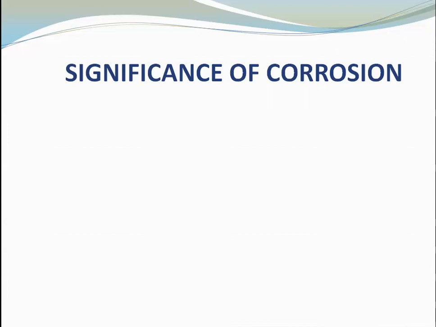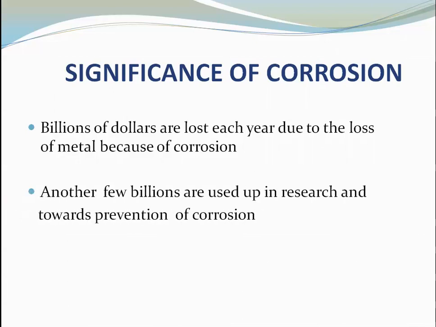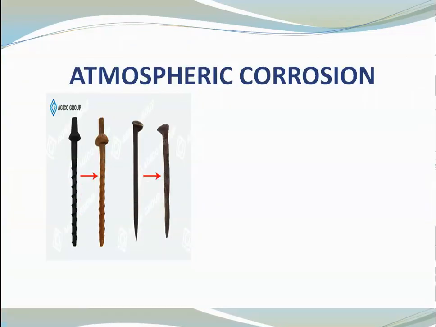Corrosion is an undesired phenomenon. Billions of dollars are lost each year due to the loss of metal because of corrosion. Another few billions are used up in research and towards prevention of corrosion. To find out the cure, we have to know the cause, and therefore we have to reduce corrosion, and we have to understand how it happens. That is, we should know the mechanism of corrosion.